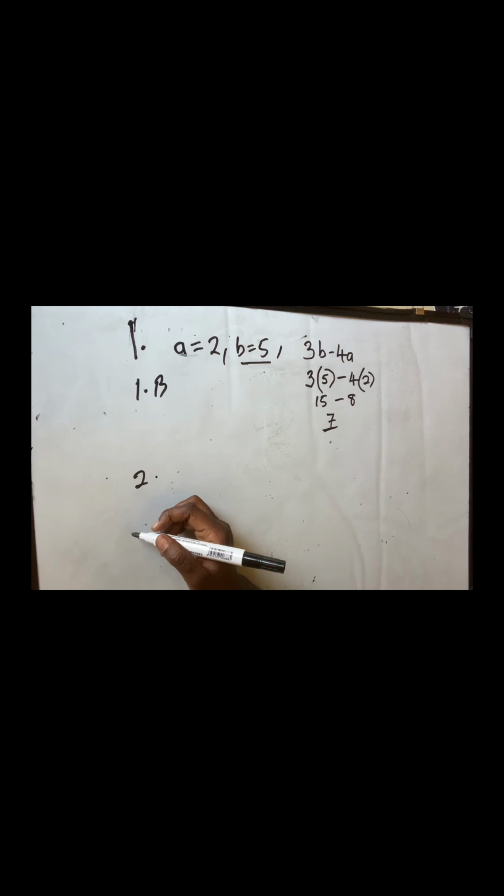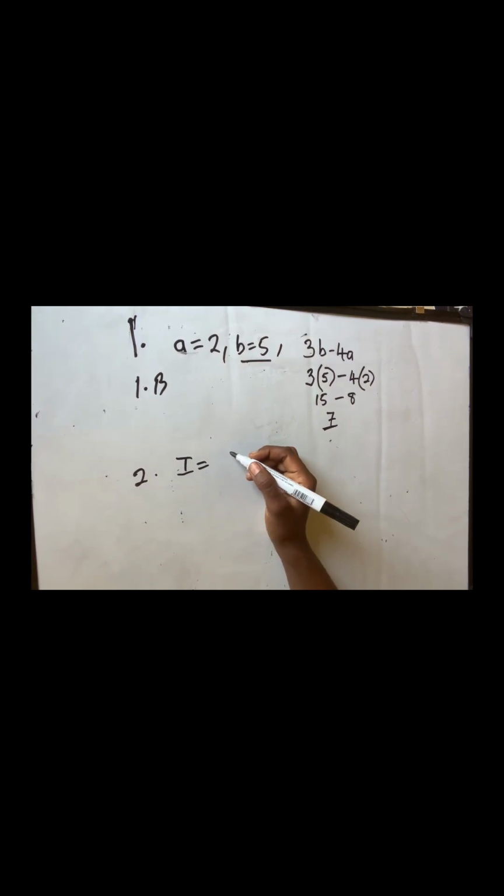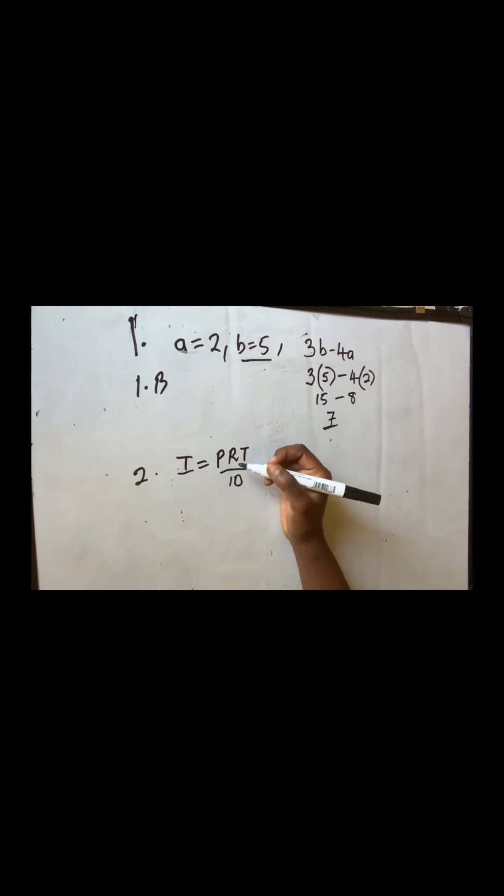Calculate the simple interest on 36,000 kwacha invested in a bank at the rate of 12% per annum for 3 years. I'm sure by now we know the formula for simple interest. The formula is I, representing the simple interest, equals PRT over 100. Now this principal here denotes the amount invested. The R is the rate, which is the percentage. The percentages are always over 100. Then the time is always in years.